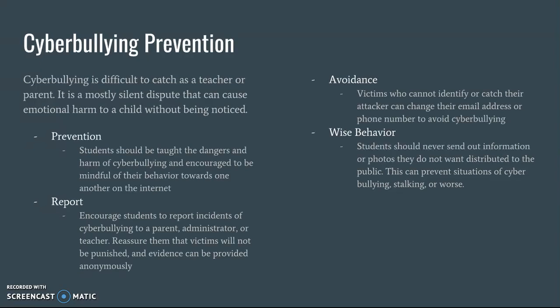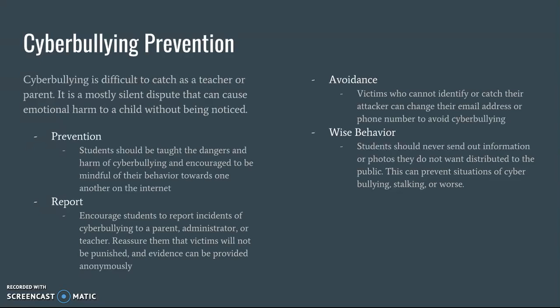So here are some steps you can take to cut down on cyberbullying. The first is prevention. Students should be taught the dangers and harm of cyberbullying, and they should be mindful of their behavior on the internet. Things said on the internet can be just as harmful as things said in person. The second is to report. Students need to know that it's okay to talk to a parent or a principal or a counselor or a teacher if they are cyberbullied. This lets the situation be known to others and can often help it be settled faster.